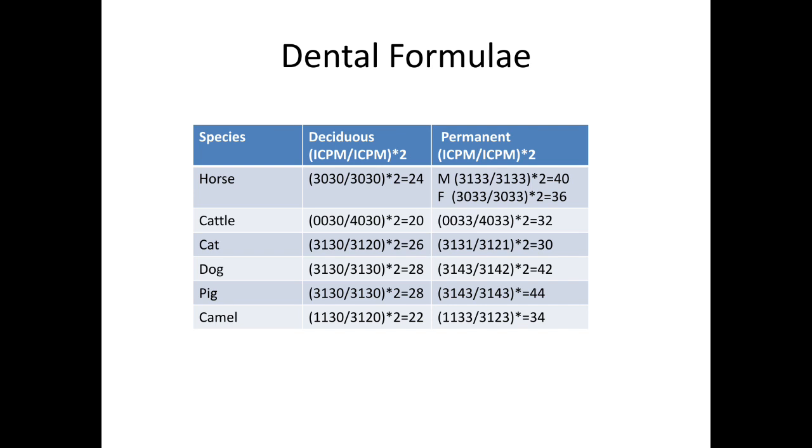Here we have written the two pairs, meaning one pair of the upper side and one pair of the lower side are written here, and these are multiplied by 2, and that refers to the total number of teeth in an animal. In the case of the horse, these are three incisors in the deciduous form, meaning that are present by birth.